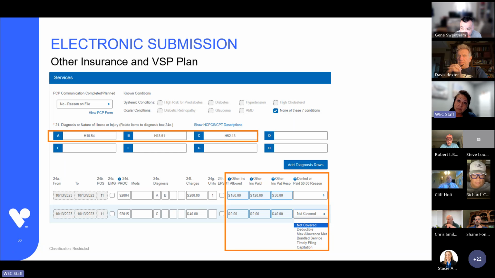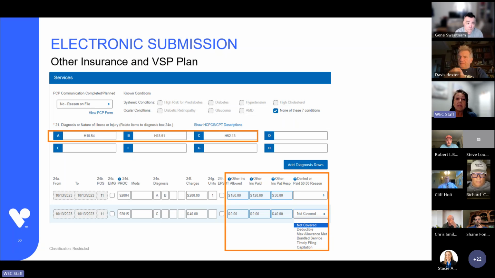Well, what was the patient's out of pocket? Of course, for the 92004, it was a $30 copay. And of course, the $40 full amount for the refraction is the patient's responsibility. Because remember, they had $70 out of pocket before we coordinated benefits. So we're telling VSP the patient right now owes $70 without VSP paying anything. So that's what you're submitting here so they know what they need to pay on their side.